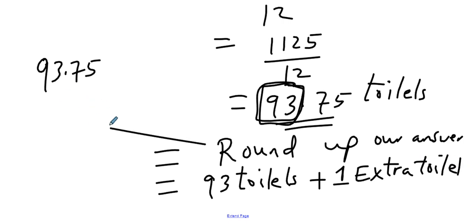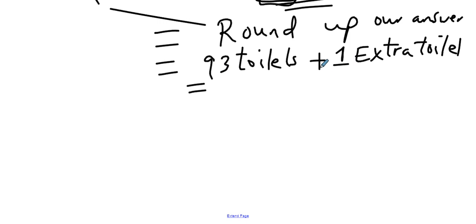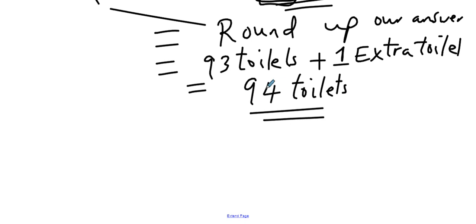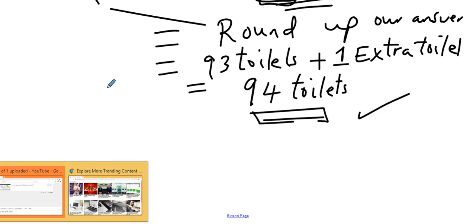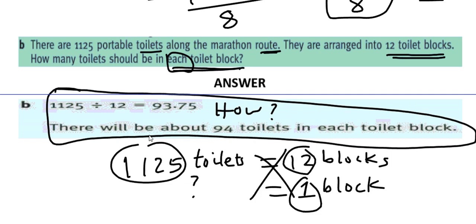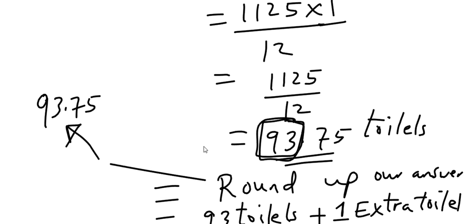Because just saying 93.75 toilets doesn't make sense. So how many toilets do you have in total? 93 plus one extra, this would be 94 toilets. That is possible, that you have an approximate 94 toilets in town. That is very possible. Okay, so this is the answer which was obtained, and this is the explanation.